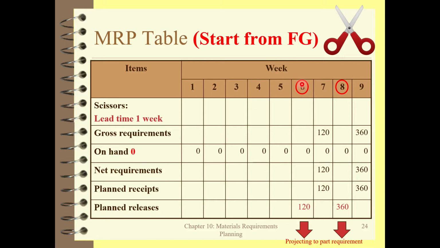And then because of the 1 week lead time, you need a planned order release backward 1 week. 120, you need it here. So everything must be ready at week 6, 120, and 360 at the beginning of week 8. Please remember this one. Okay, 6, 120, 8, 360. This one will be projected to the part requirement.